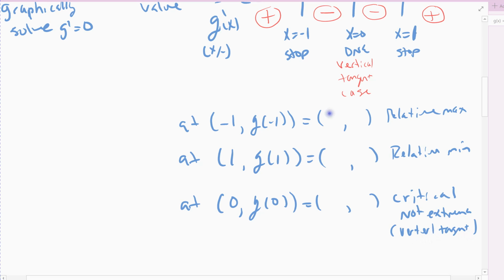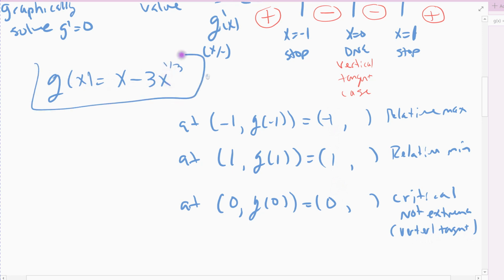So now I find my values. So negative 1, 1, 0. I go back to my original function. My original function was x minus 3 times x to the 1/3 power. That'll give me my y values. And so when I plug negative 1 in, I get negative 1 minus 3 times negative 1, so that's going to come out positive 2. Positive 1 minus 3 is going to come out negative 2. And when I plug 0 in, I get 0 out.